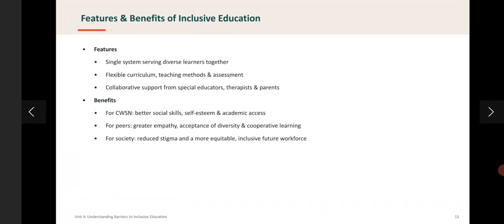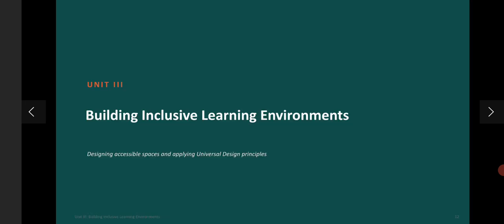Flexible curriculum and teaching methods, of course. Collaborative support from special educators, therapists, and parents. These are the features. What are the benefits? For child welfare, that is CWSN, better social skills, self-esteem, academic access. For peers, greater empathy, acceptance of diversity, cooperative learning. For society, reduced stigma and more equitable. But society has to be like that. It's still not like that. It has to be like that.